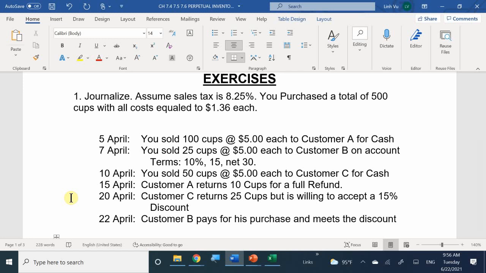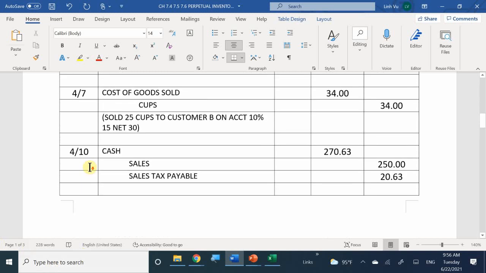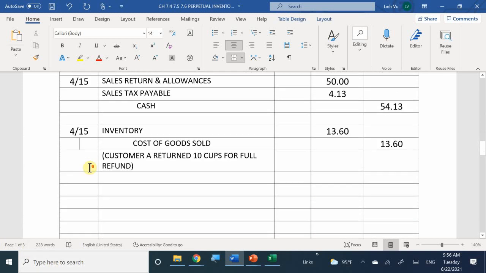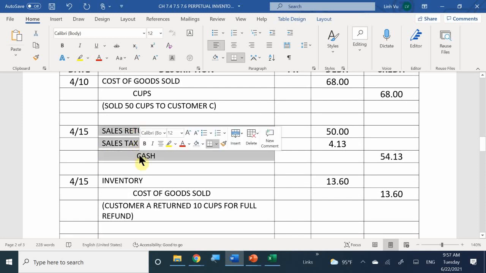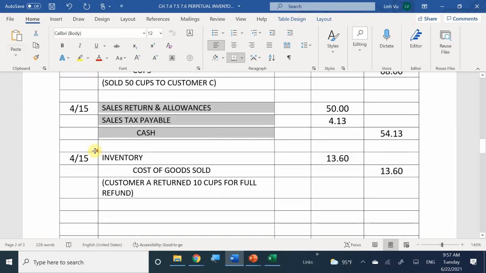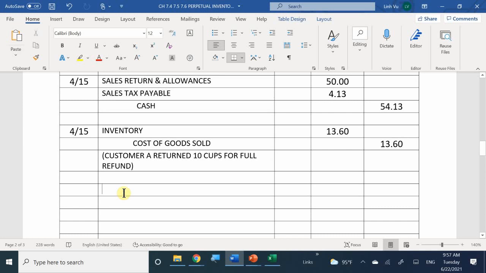Customer C returns 25 cups, but is willing to accept a 50% discount. Okay. So we're going to journal sales returns and allowances, sales tax payable, and cash. Yes, because customer C also paid in cash. In this case, we're not refunding the full amount. We're only refunding a portion of it. We're giving him a discount.